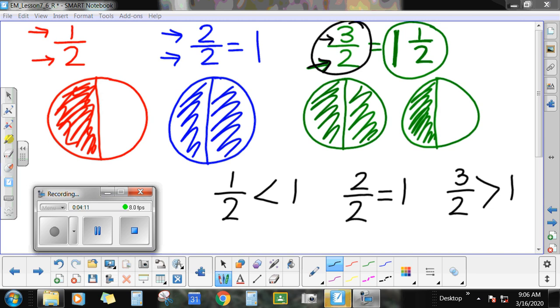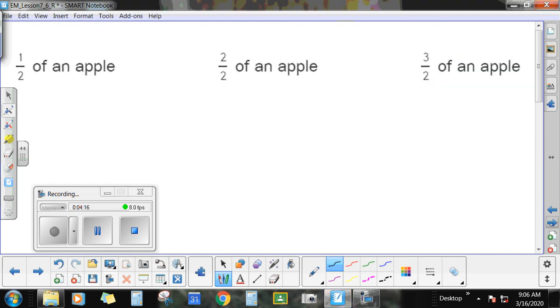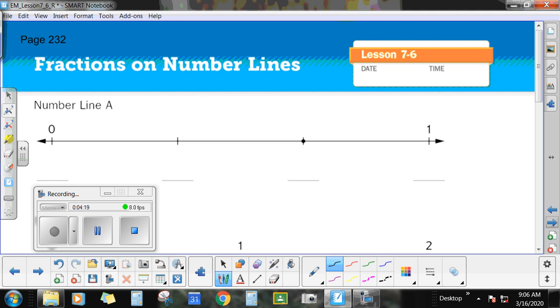So we're going to go ahead and get our workbooks out and look at that. You're going to need page 232 in your workbooks.